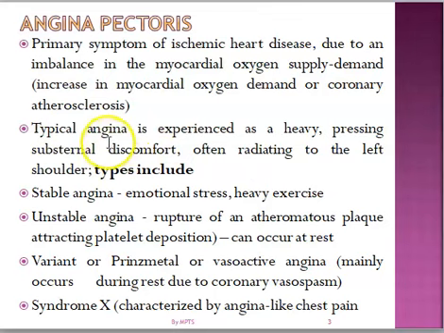Now, which are those types of angina? We have stable angina, which is due to emotional stress or heavy exercise. This is also referred to as triggered angina. Unstable angina is mainly due to high cholesterol levels, which form the atheromatous plaque, and when it ruptures, it can hinder blood supply to the heart, attracting more platelets. This one can even occur at rest. Now, we have variant or Prinzmetal angina. This occurs mainly during rest and is due to vasospasm within the coronary arteries.